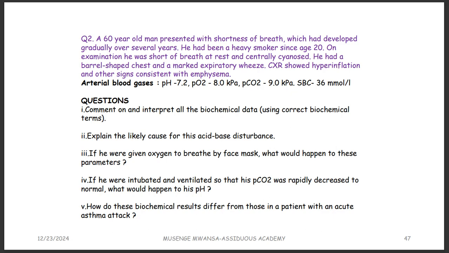So that's a problem. How do these biochemical results differ from those of a patient with an acute asthma attack? Remember, it's acute, and in acute there's no compensation. So in an acute condition, there's no metabolic compensation at the same level of partial pressure of carbon dioxide. So the pH that we can see here of 7.2, we expect it to be much lower. It should be a bit more acidic because there's no compensation happening.